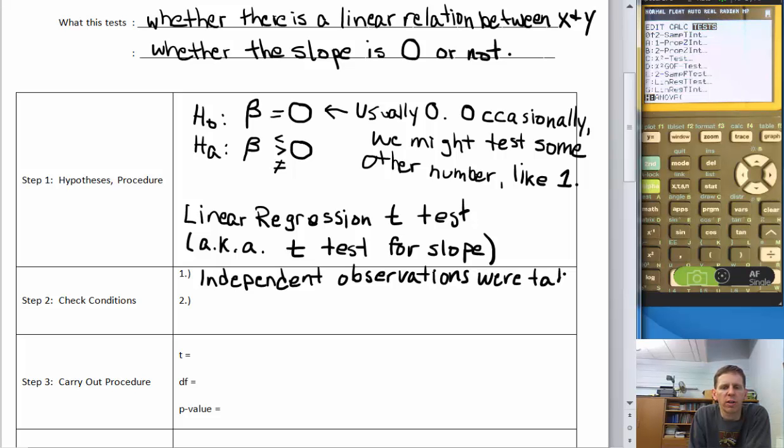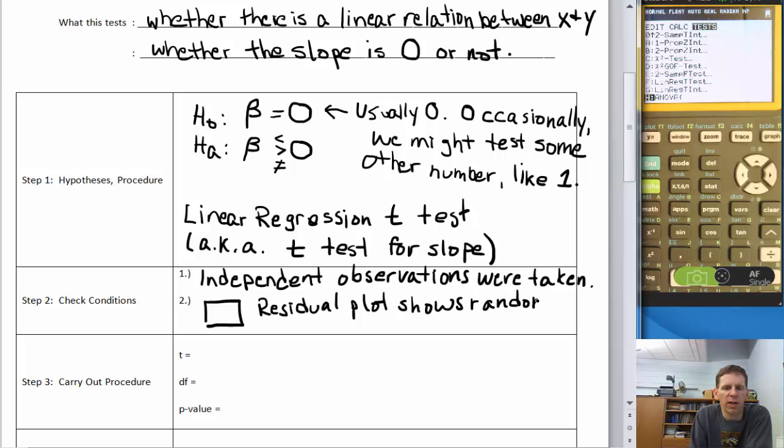And then for conditions 2, 3, and 4, instead of listing those different conditions about the true relationship is linear, the points are normally distributed about the least squares regression line, the standard deviation of the points about the regression line is the same everywhere. Again, you can make your little residual plot and talk about the residual plot shows random scatter. Therefore, it is not unreasonable to assume that the other conditions for inference are met. So I'm going to start the phrase here, and you can finish it with the same wording that we had talked about the other day.